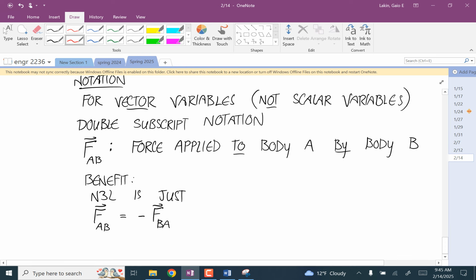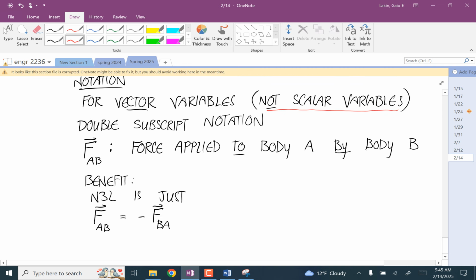Okay, this is really important though. Don't ever use this for scalar variables because the Newton's third law thing doesn't work. If you write this double subscript notation and then think you can apply it to Newton's third law half the time or whatever, it'll mess up your answers.